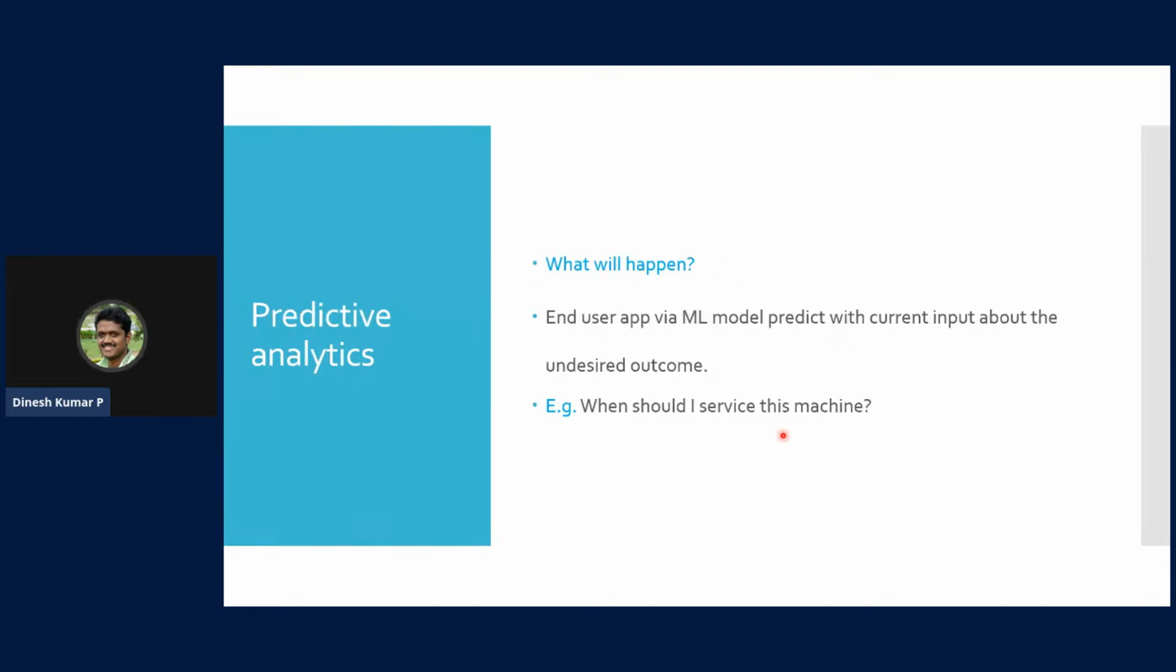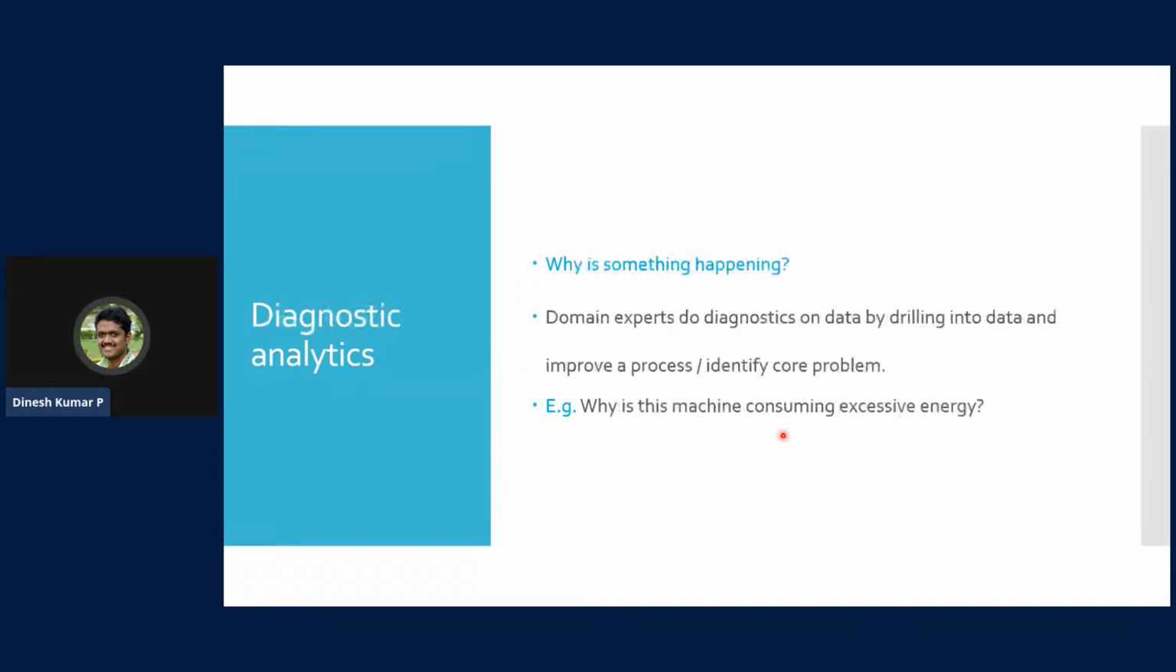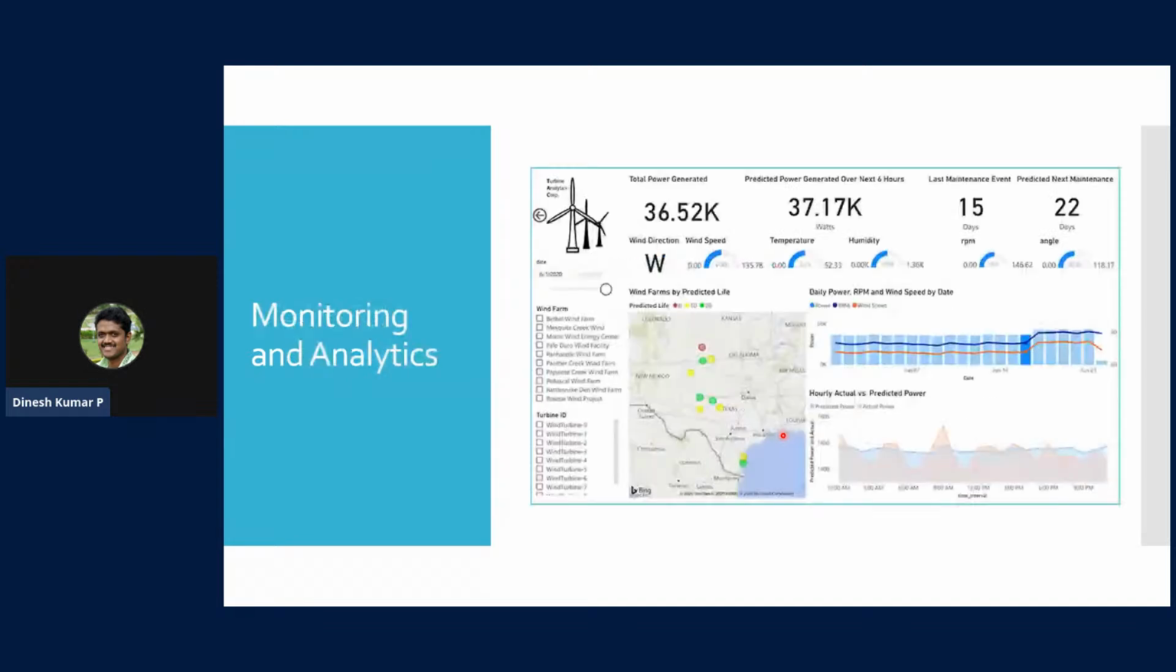Predictive analytics is nothing but predicting about the future. Descriptive and diagnostic are based on past data and finding insights on that. And predictive analytics is nothing but predicting something which is going to happen in the future, right? So what will happen? That would be the question. And the end user app will be using pre-prepared machine learning models with the current input to predict the undesired outcome, right? So as you saw in this turbine example, it is predicting by itself that the next maintenance is going to be in 22 days.